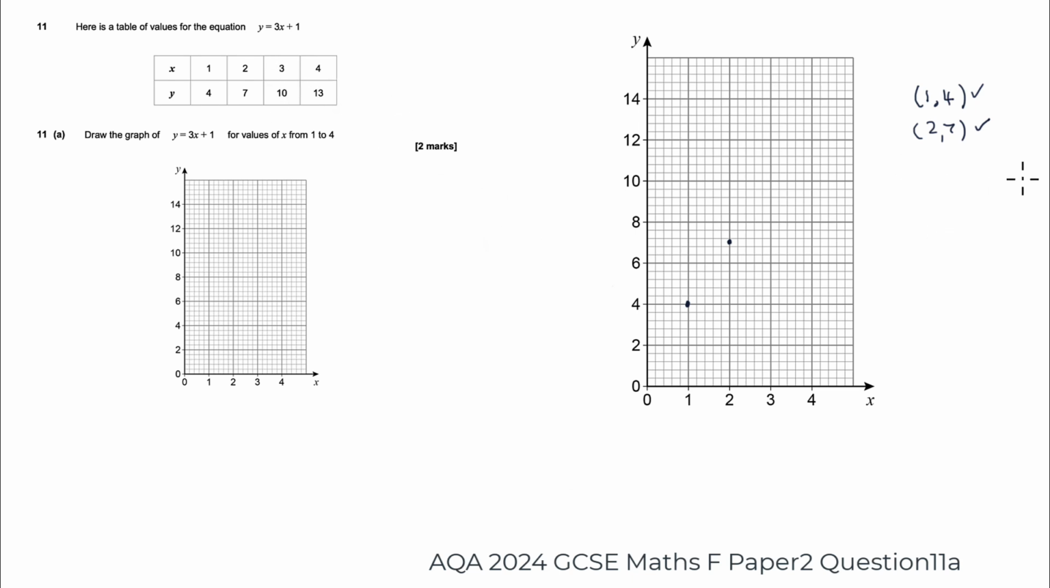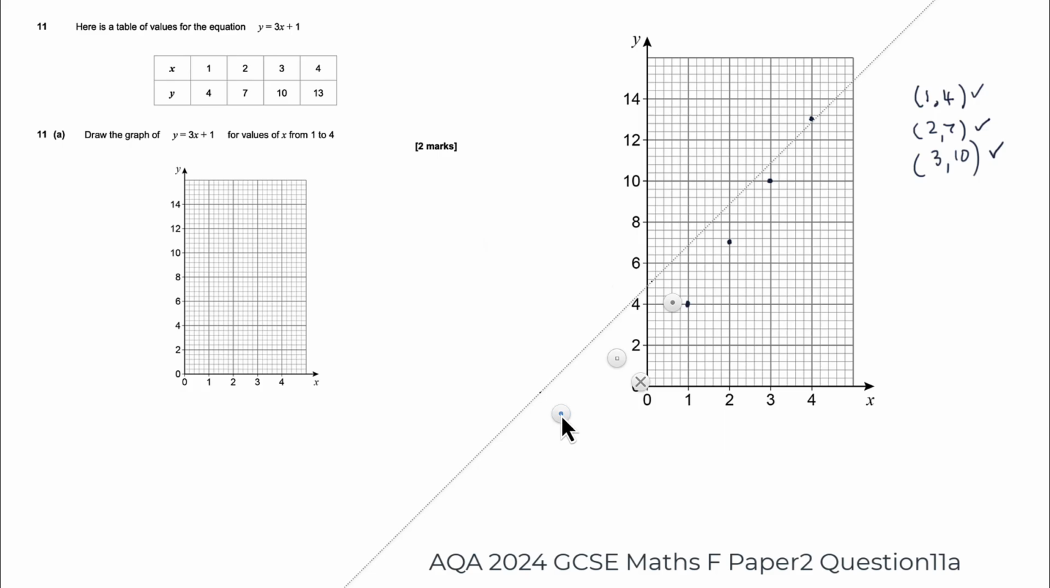And let's continue. 3, 10. We go 3 along the x and 10 up parallel to the y. So there's a third point on the graph. Finally, 4, 13. 4 along the x, 13 up parallel to the y-axis. And we have the same problem. 13 would be 2.5 squares above the 12 line. So there's the points.